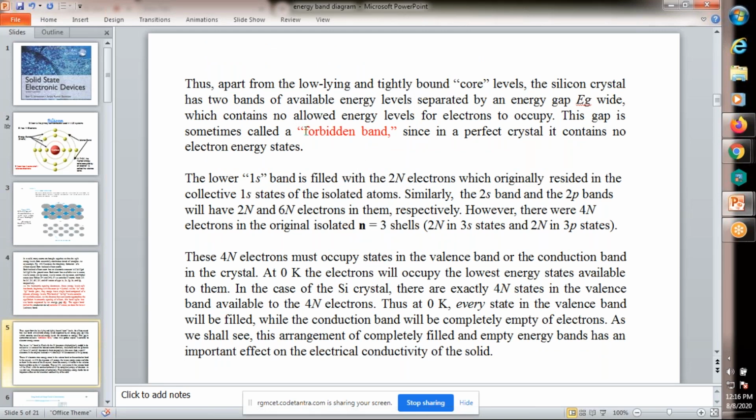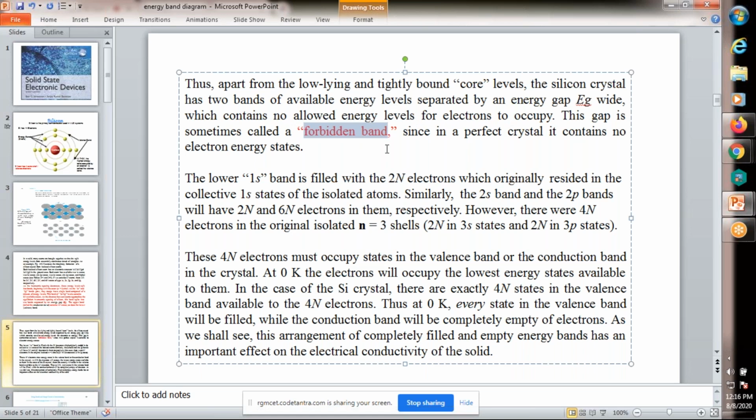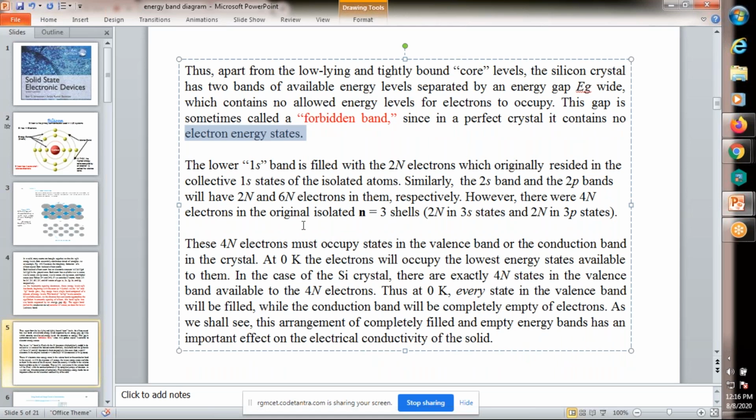Now this energy gap is also sometimes called the forbidden band, since in a perfect crystal it contains no electron energy states. What is meant by forbidden? It does not contain any electron energy states. Now what happened here? Observe here.